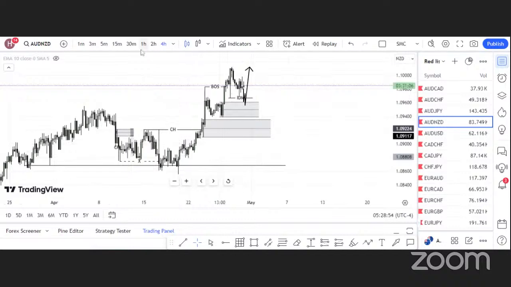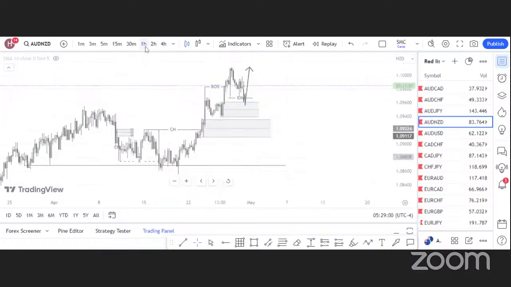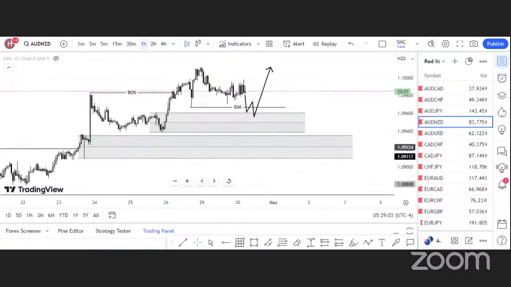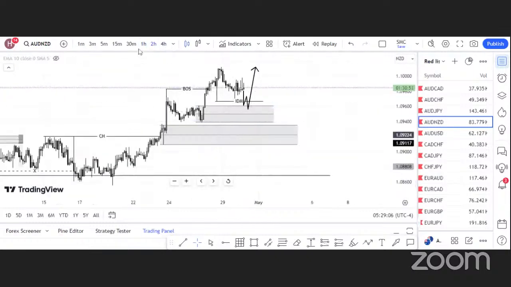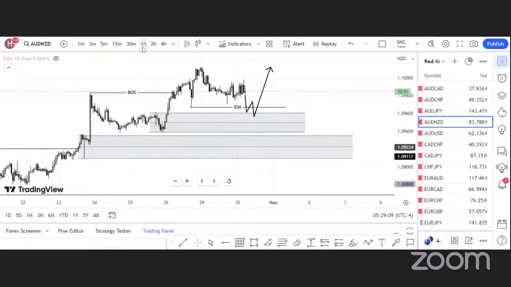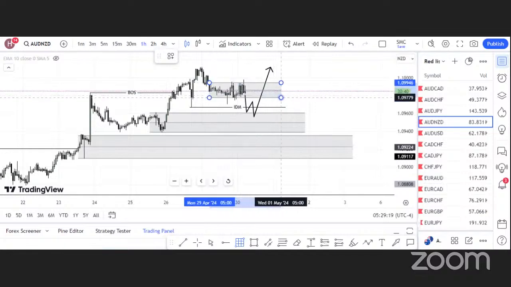All right, so this is the analysis for AUD NZD. As I've said, the market is currently in a consolidation phase. Consolidation, ranging, whichever one you want to call it, is the same thing. So the market is ranging.